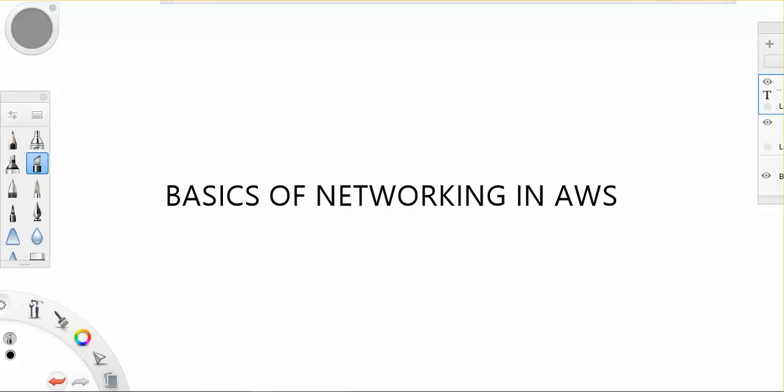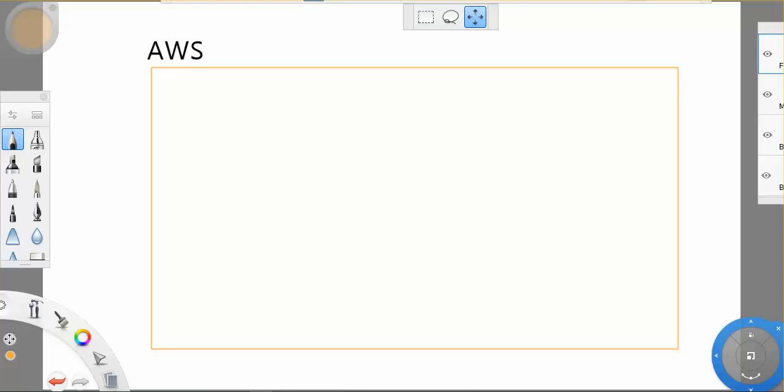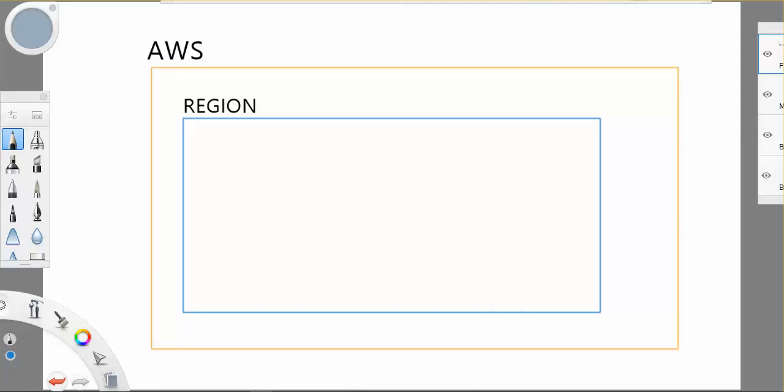What we're going to be learning today is the basics of networking in AWS. So in this case, if this is AWS, the cloud, the next thing we're going to see is the placement of a region. So what we see here is a region.